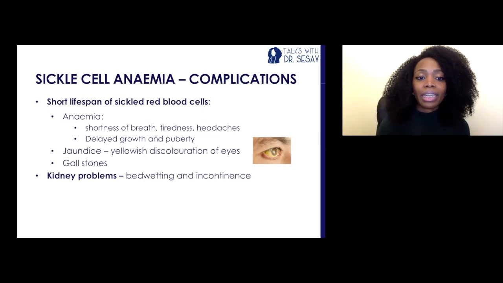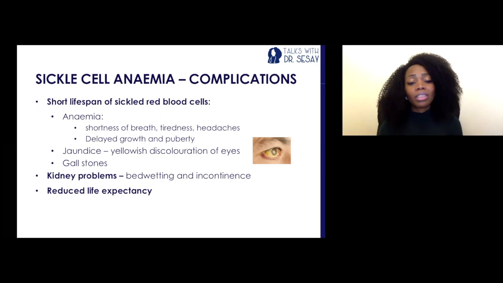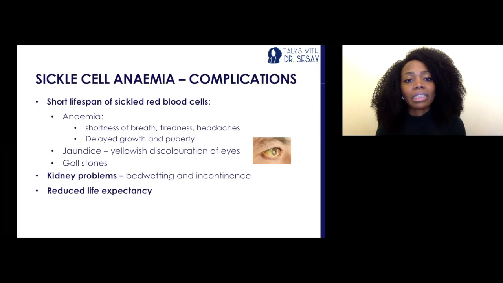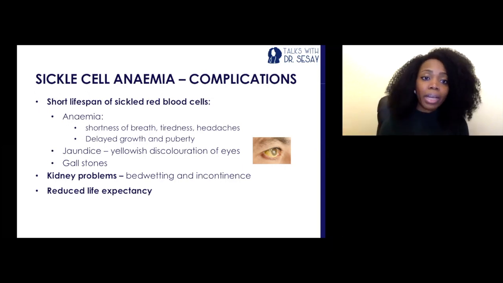People with sickle cell anemia get kidney problems, so they're unable to concentrate their urine that well. And because of that, they end up constantly needing to pass water. And it gets to a point that they can't control it, so that's when bedwetting happens or they lose continence of their urine. And unfortunately, with everything that we've explained, people with sickle cell anemia have a reduced life expectancy. So the median age range is between 42 and 48. However, people who are managed well and lead a healthy lifestyle often live way past the age of 50.